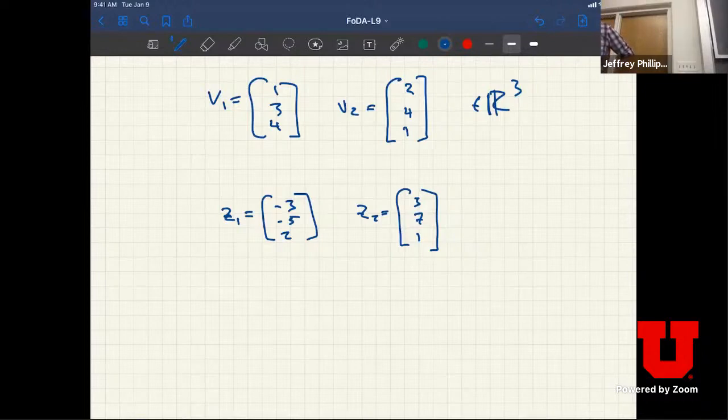So can I write Z1 equals alpha 1 times V1 plus alpha 2 V2? Is there a way to do this? Okay, so how do you think I can do this? Let's try it. Alpha 2 would be negative 2, and alpha 1 should be 1. Okay, let's try this out.